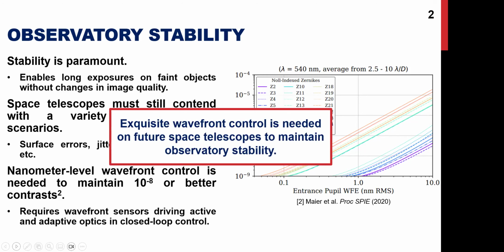So we need good wavefront control, and how we do this is driving active and adaptive optics and closed loop control using wavefront sensors that keep track of what the light in our system is actually doing.